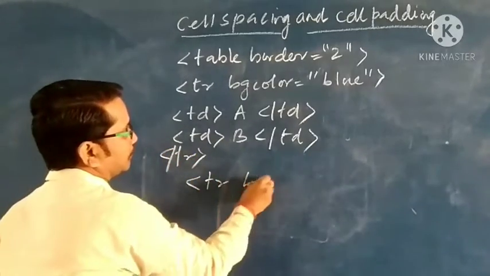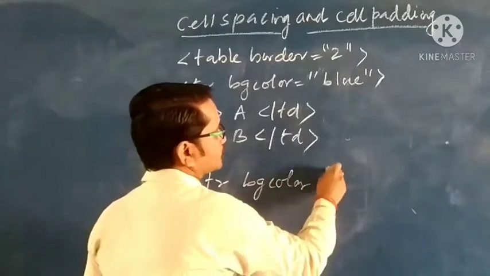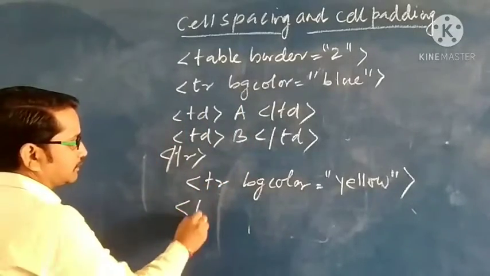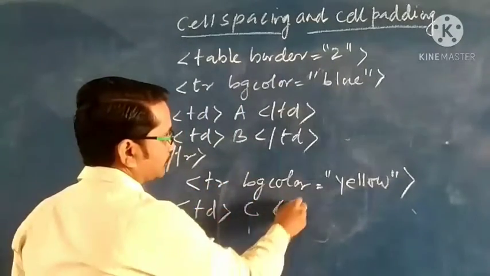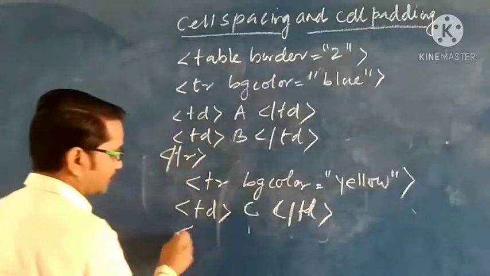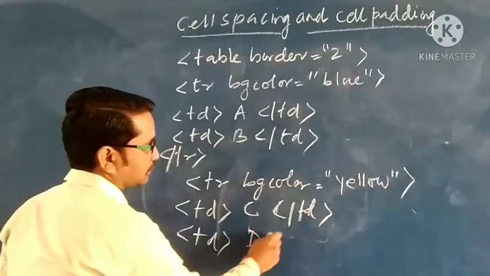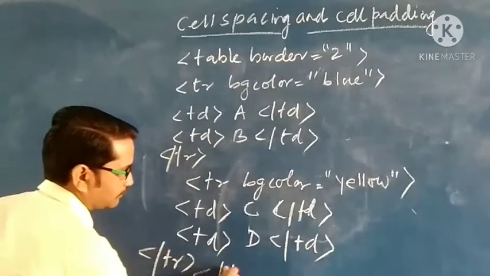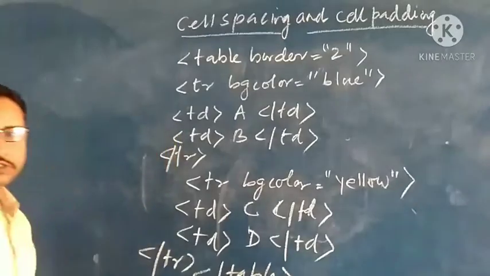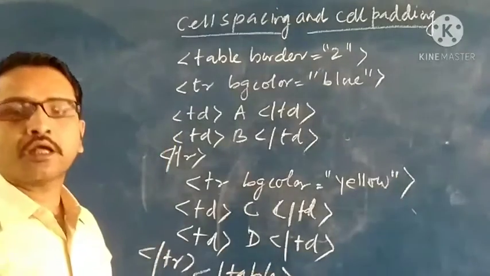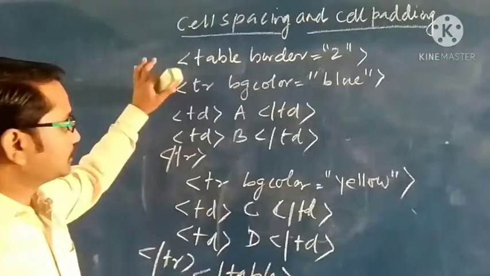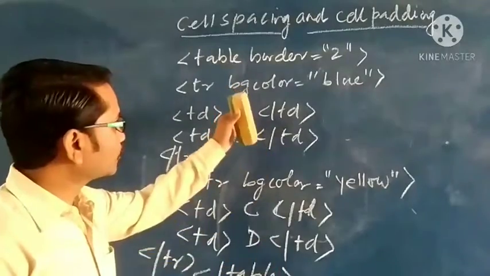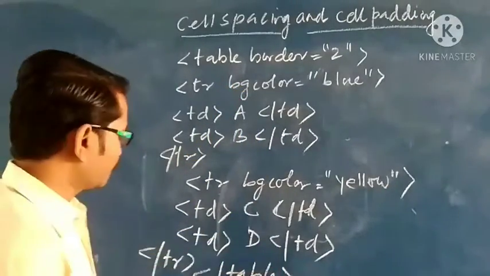Again TR BG color equals to yellow. Then table data C, table data is being closed. Then table data D, table data is being closed. Now TR is being closed and then table is being closed. So this is the code I have written, and it will give an output like this.